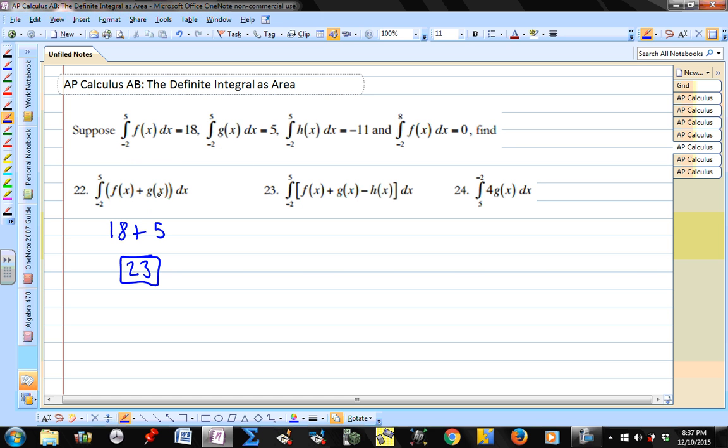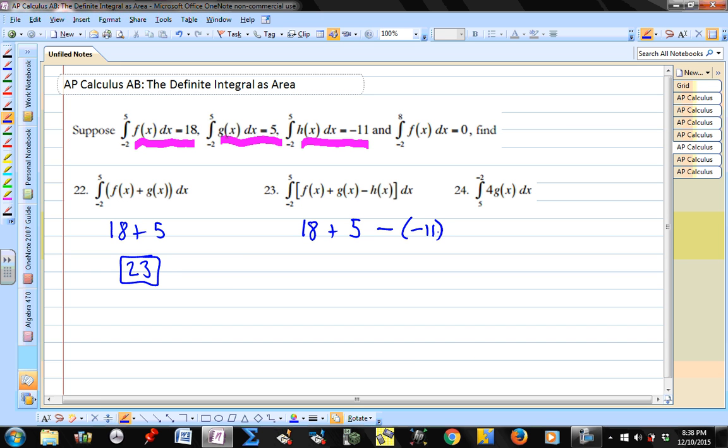So let's take a look now at number 23. They are asking us to integrate f plus g minus h. All right, let's go to work. The integral of f is 18. The integral of g is 5. And then we're going to subtract the integral of h. The integral of h is negative 11. Minus negative becomes plus. So we get 34 as our integral value. Okay, too easy. Let's go on to number 24.